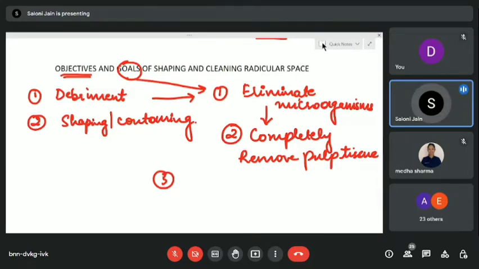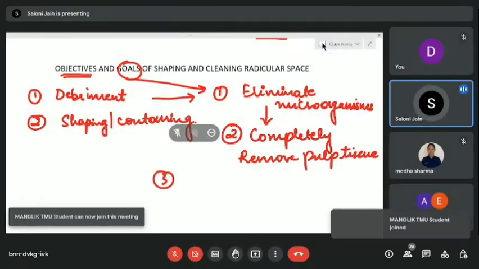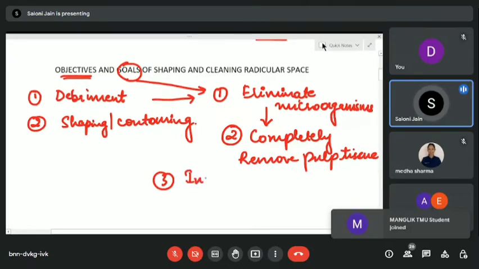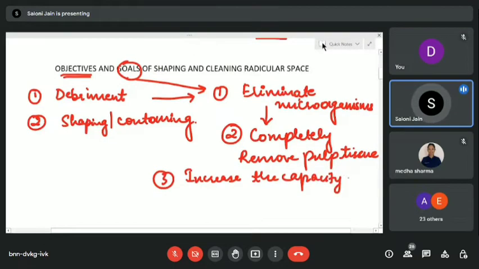So the third goal is to increase the capacity of the root canal to perform any kind of irrigations so that it is effective in disinfection. So you increase the capacity, contour the canal in such a way, that is increase the capacity of the root canal, so that if you provide any kind of irrigant for root canal disinfection, that reaches the apical third of the root and effective cleaning of the canal takes place.